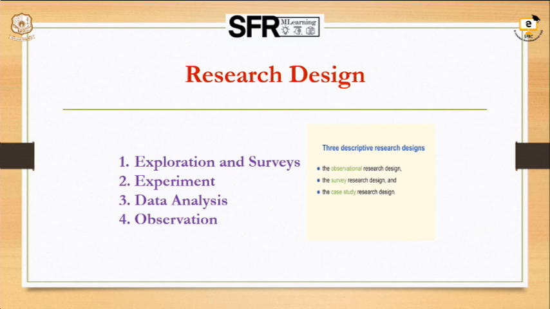One is exploration and surveys, another one is experiment, the third one is data analysis, and the fourth one is observation. So, exploration and surveys means, as I already said, survey is a very important tool. Based upon the survey, you have to do some experiment. After you do the experiment, then your data is going to be analyzed. Finally, you are making the observed result. These 4 categories are used to minimize the time, money, and your effort.